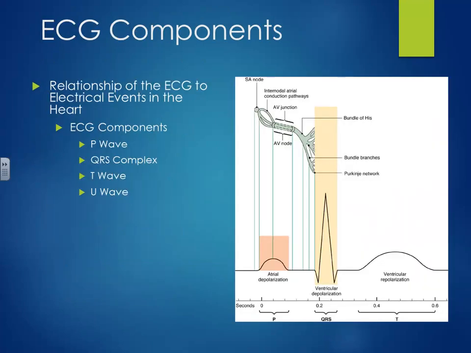All right, so remember your ECG components. You've got your P wave, your QRS, your T wave, and then in some situations you've got a U wave, which would follow the T wave. Although rare, it could occur. The U wave has been associated with electrolyte abnormalities, but sometimes the U wave just may appear as a normal part of the person's rhythm. All right?